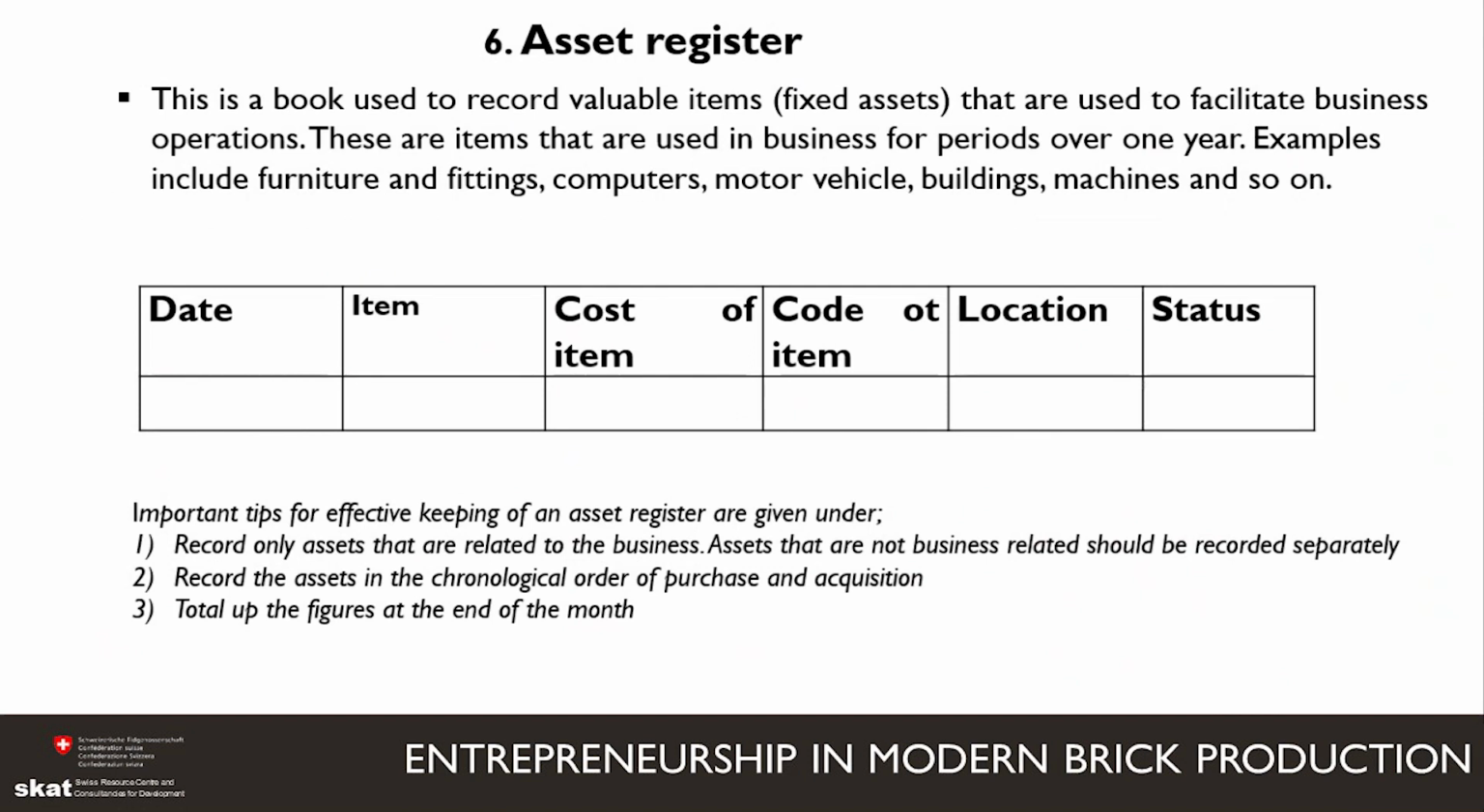At the end, we also need what we call the asset register. This is a book used to record valuable items, especially fixed items that are used to facilitate business operations. These are items used in business for periods of over one year. For instance, it includes physical items like furniture, computers, motor vehicles, and brick making machines. In this table, you need to record the date you acquired those items, their names, and the cost. You can also decide to give a specific code, specify where they are located, as well as their status: are they still new or have they been used? You need to record all these assets to know the exact value of your assets.